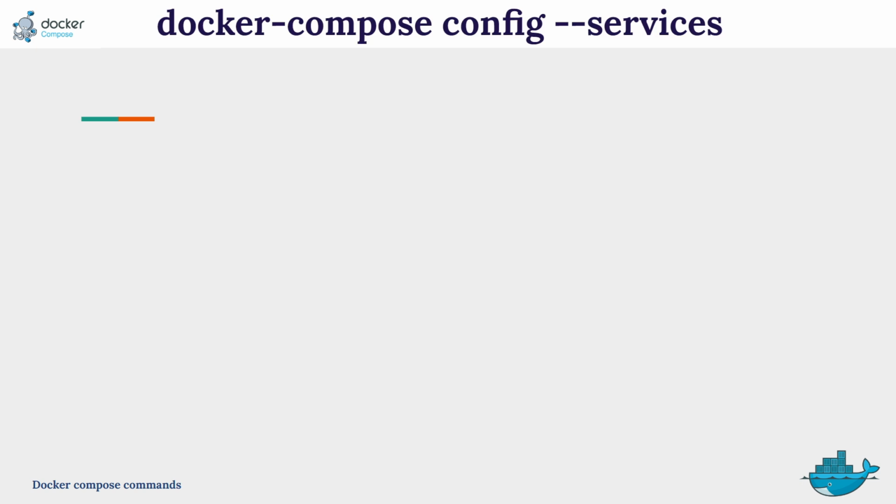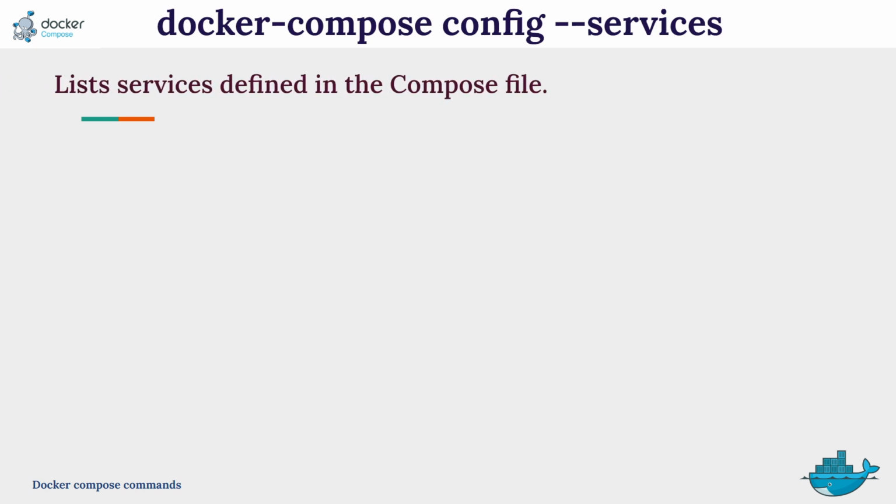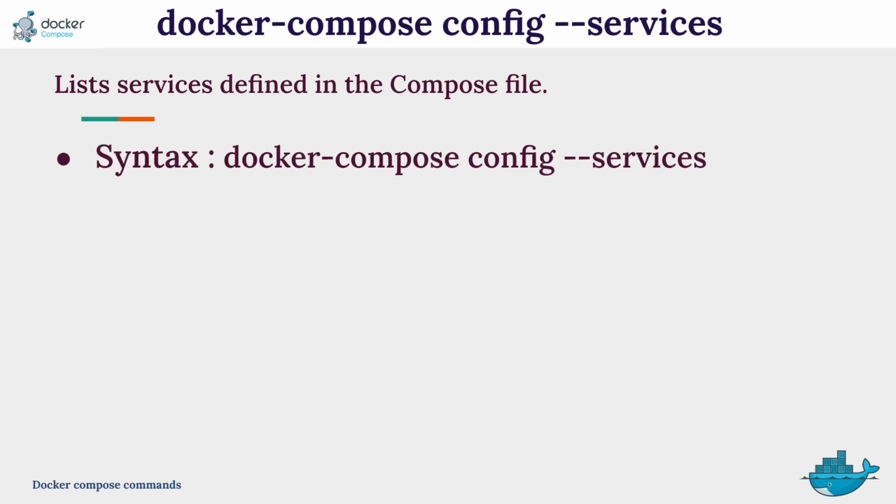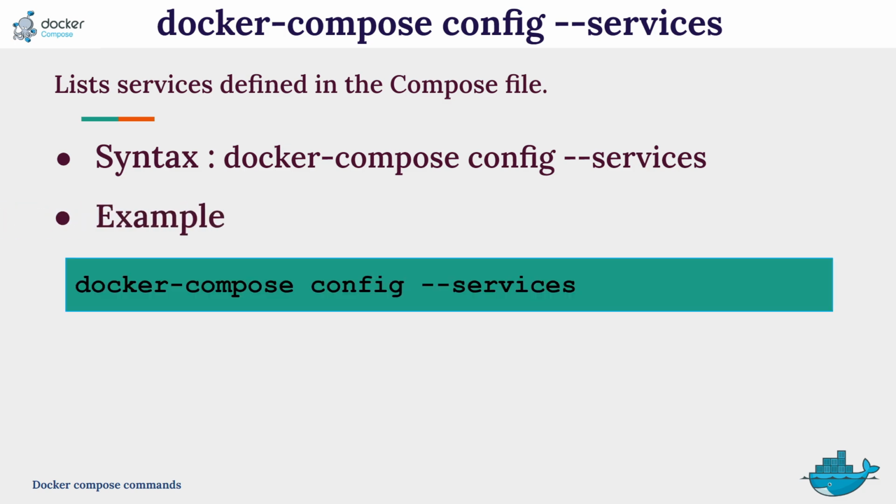Next command is docker compose config --services, which lists services defined in the Compose file. Let's see the syntax. The usage of the docker compose config --services command starts with the docker compose config --services keyword, and outputs the names of all services.